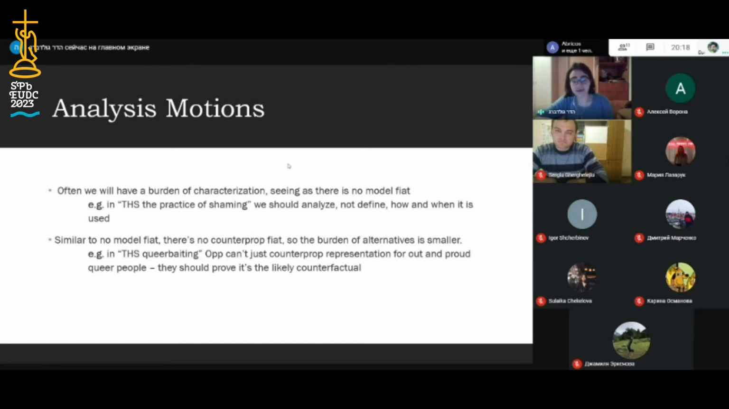And similar to no model fiat, there is also no counterprop fiat. So the burden of alternatives is somewhat smaller. As an example, in the motion, this House supports queerbaiting.